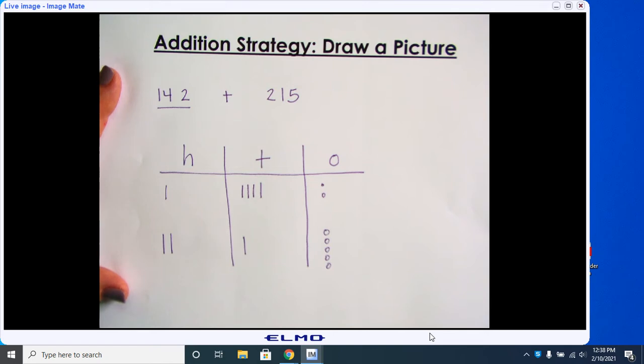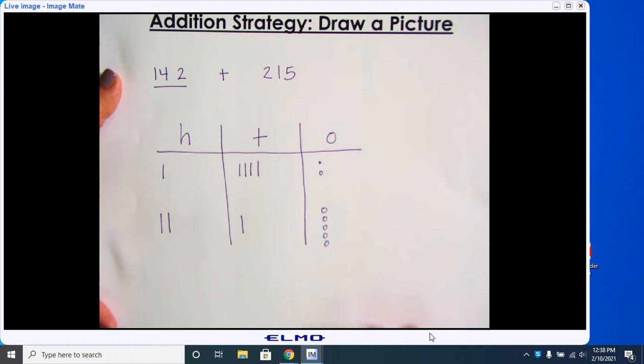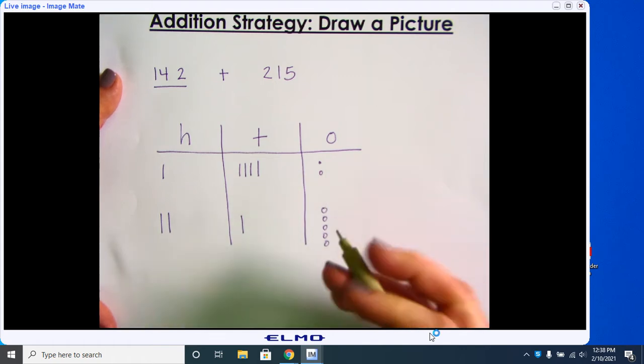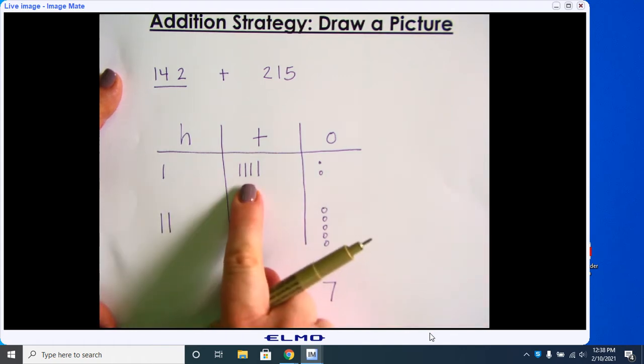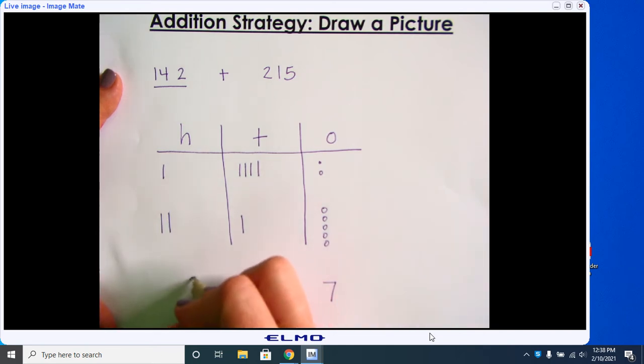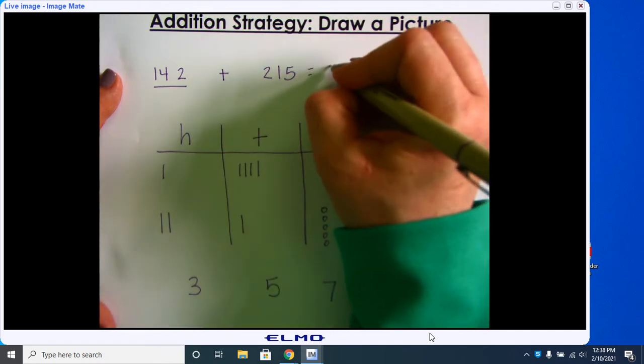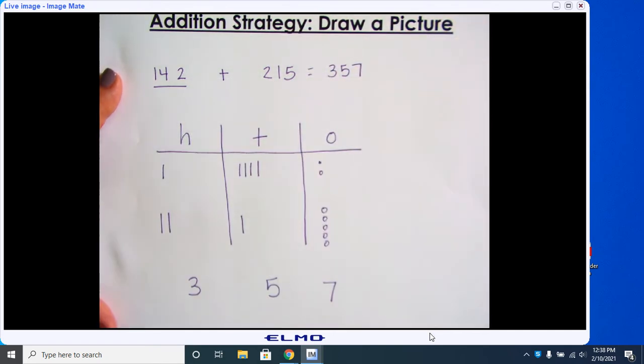Then all I do is simply count up the total of each number. I've got 5, 6, 7 hundreds... 4, 5 tens... 2, 3 ones. So my answer, or sum, is 357. Okay, so that's strategy 1, draw a picture.